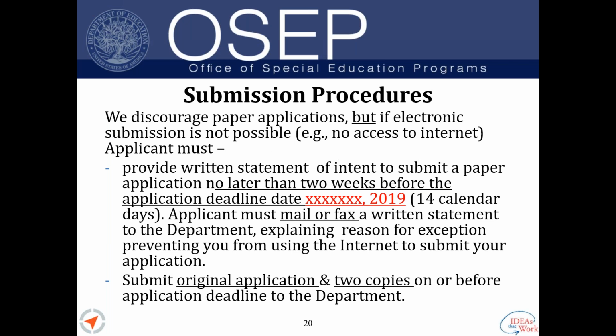We discourage paper applications, but if electronic submission is not possible, such as not having access to internet, an applicant must do certain things. They must provide a written statement of intent to submit a paper application no later than 2 weeks before the application deadline, which is 14 calendar days. The applicant must mail or fax a written statement to the department explaining the reason for their exception preventing them from using the internet to submit their application, and submit the original application along with 2 copies on or before the application deadline to the department. I have to say that we haven't had a paper submission in the past 2 years, but if you are needing an exception, this is the process.